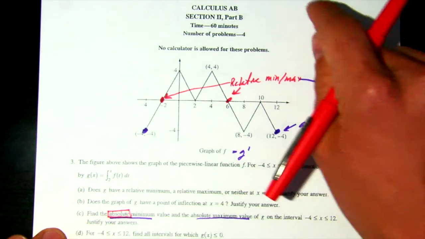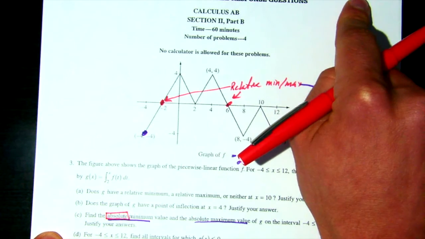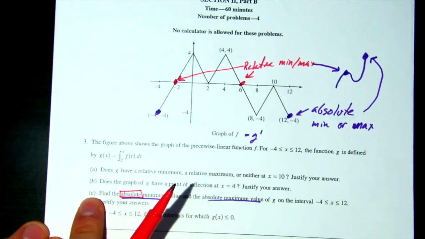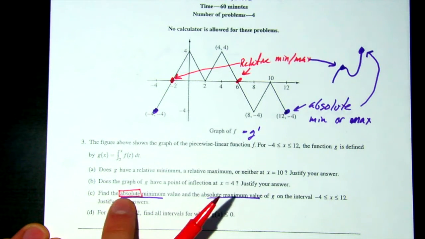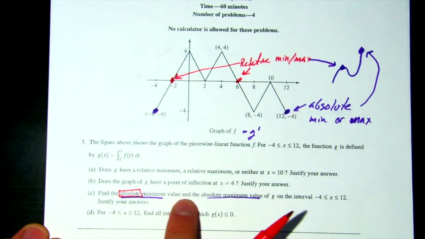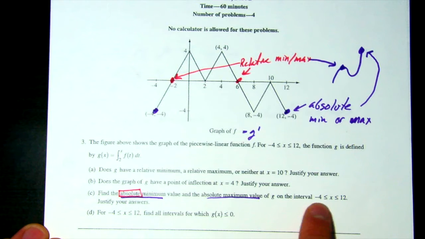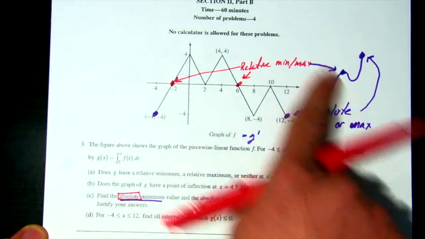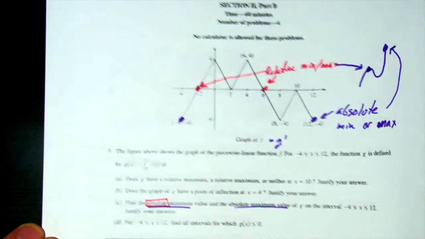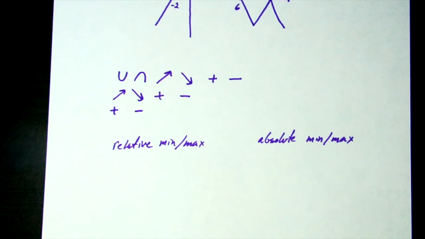All right, team. This is graph of f prime practice, FRQ number 1. I am going to focus on part C. Now, part C asks, find the absolute minimum value and the absolute maximum value of g on the interval -4 to 12. We also must justify our answer. I drew all over this one already, so I made my own copy of the graph, and we're going to go from there.